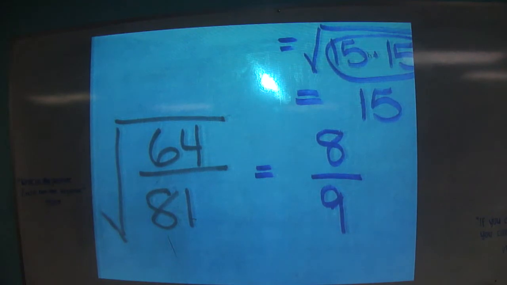Factor the numerator and the denominator. Remember that the root symbol is a grouping symbol, so do that first in your order of operations.